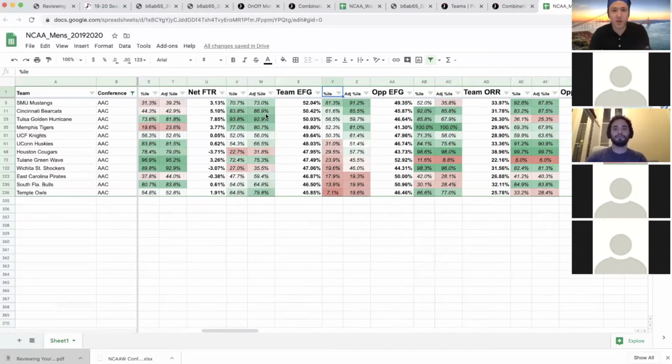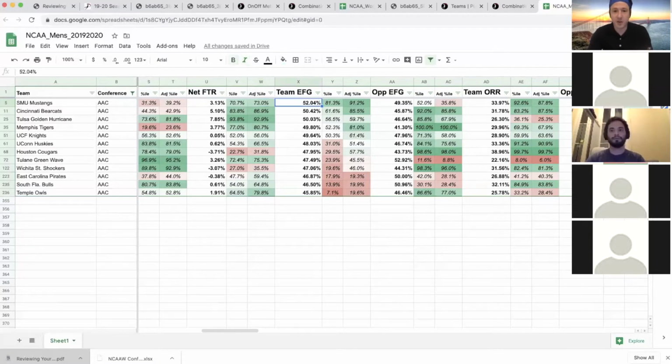Something that we've added into this document as well: you'll see next to every stat is the percentile. So this is raw percentile. This number, a net free throw rate of 3.13, is in the 70.7th percentile from all Division I teams. We also have the ability to capture the opponent adjusted number.